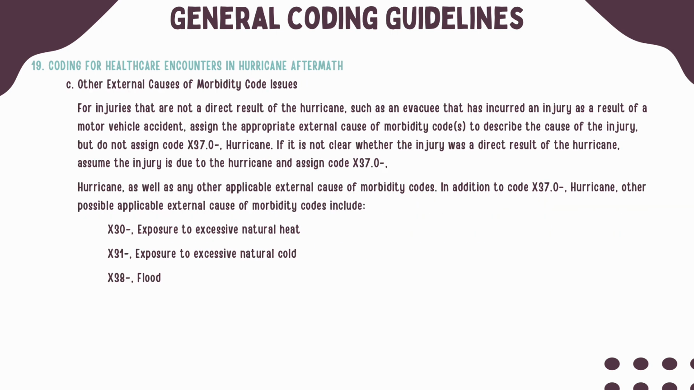If a patient presents with an injury that is not a direct result of the hurricane, you should not assign X37.0 for hurricane. For example, if an evacuee has incurred an injury as a result of an MVA, you should assign the code for the MVA only. If it is unclear whether the injury is a result of the hurricane, then it is safe to assume that the injury is due to the hurricane and it can be coded as such.